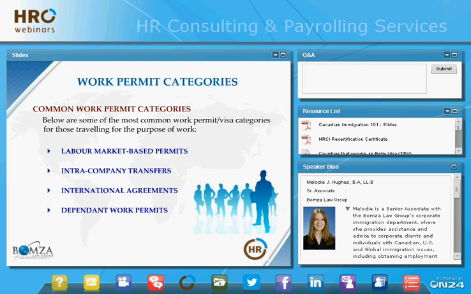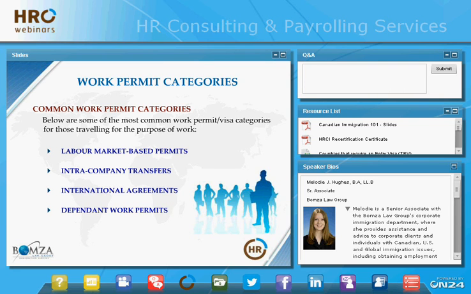4 of the most common ones that we'll talk about today are the labor market opinion-based work permit. That's the general rule for obtaining a work permit in Canada. Intra-company transfers. Work permits issued under international agreements. For the purpose of today's presentation, we'll specifically focus on the North American Free Trade Agreement, as well as work permits for dependents.